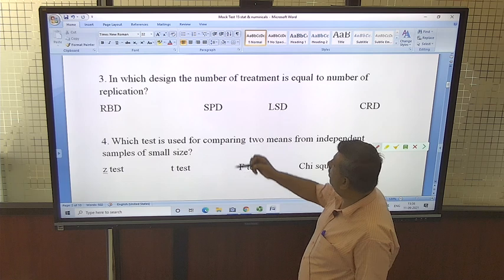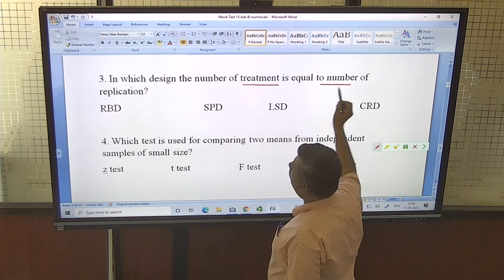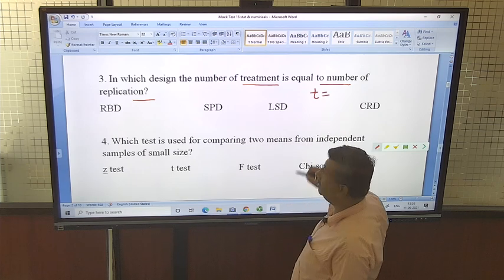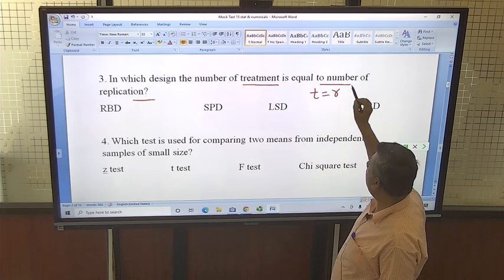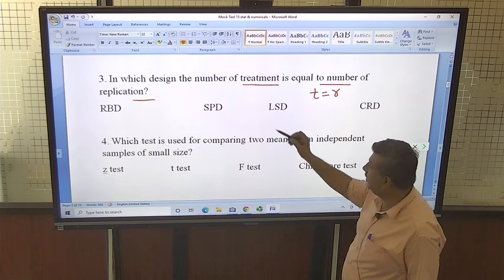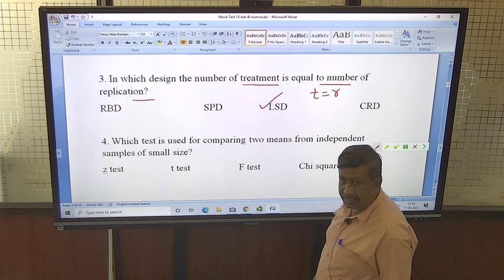In which design is the number of treatments equal to the number of replications? It means treatments equal to the number of replications. So such a type of design is Latin square design, LSD.